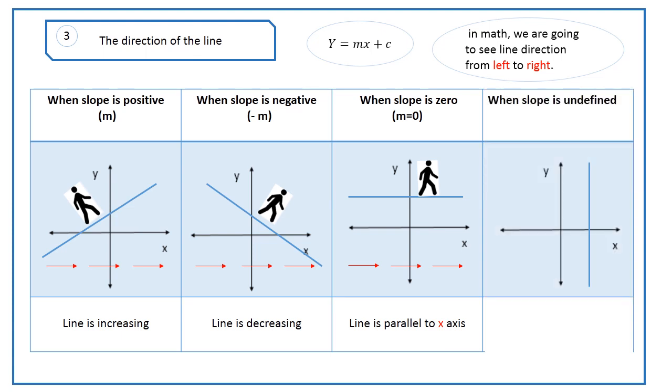The last case, when the slope is undefined, and the drawing of the line will be something like this, and we can imagine that the man is moving from left to right. Here the man is standing on a certain point and not moving. Then the line is parallel to the y-axis. So every time you see a line parallel to the y-axis, then its slope is undefined. In the next slides, we are going to give an example for each case.